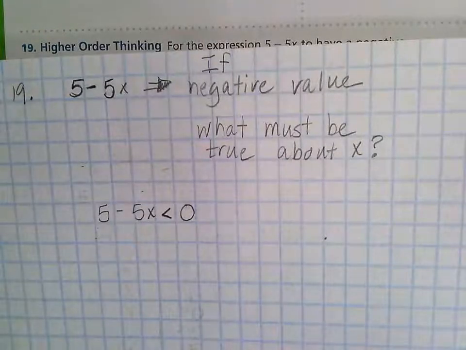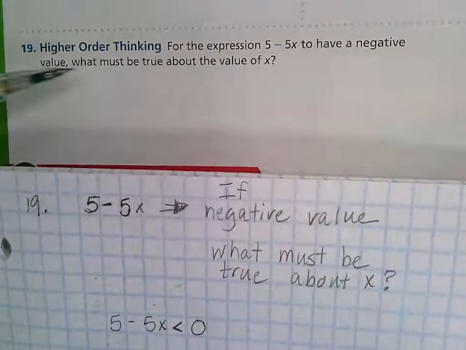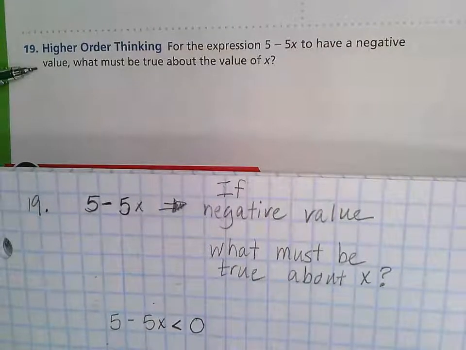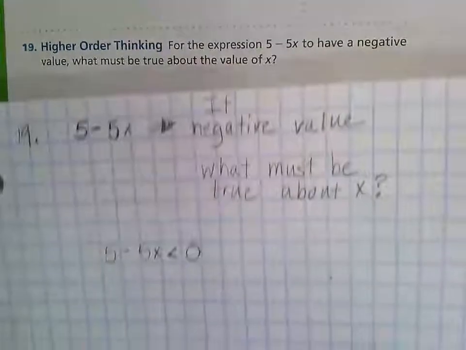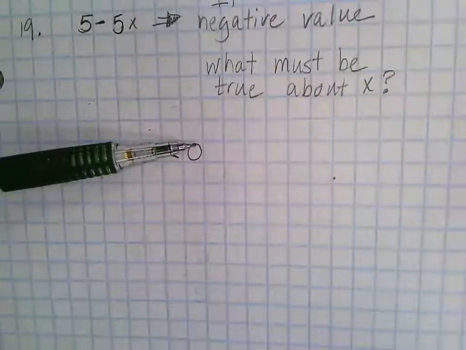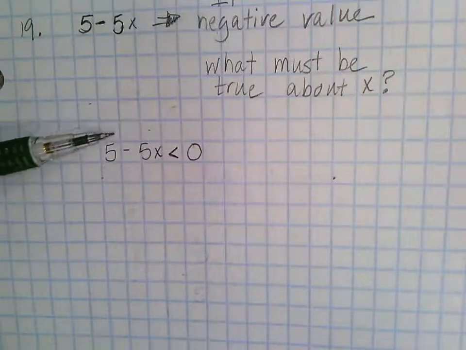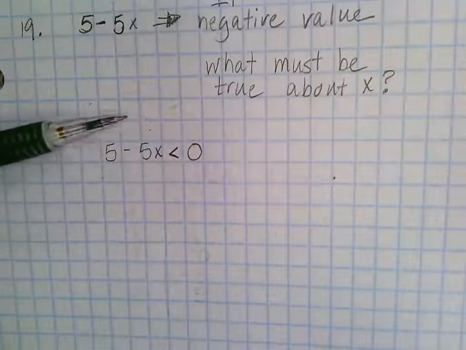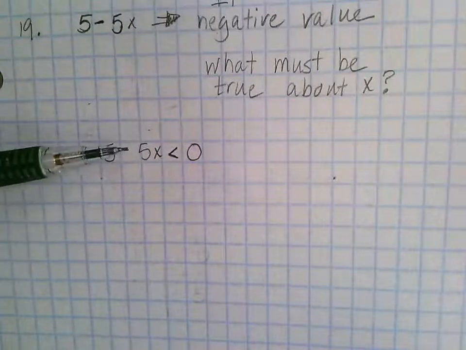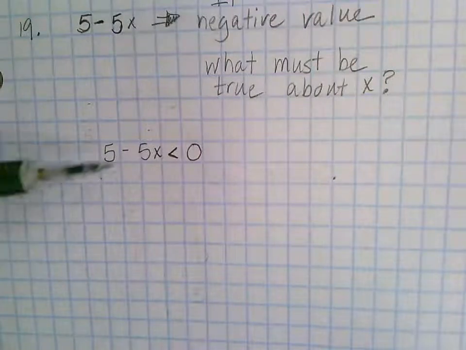Page 272, number 19. For the expression 5 minus 5x to have a negative value, what must be true about the value of x? I know that numbers that are less than 0 have negative values. So this expression, 5 minus 5x, must have a value that's less than 0. That would make it negative.